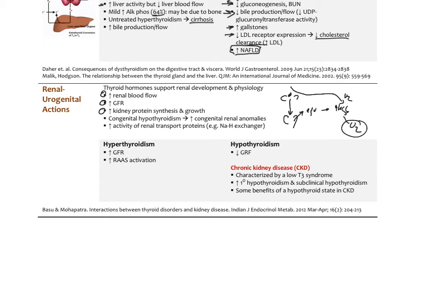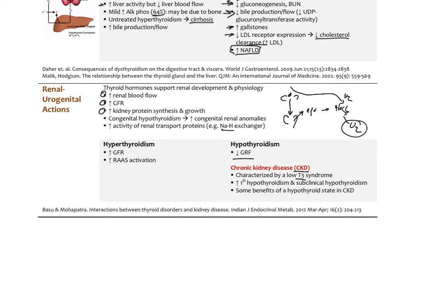It also increases the activity of renal transport proteins, like the sodium hydrogen ion exchanger, and that can affect the amount of sodium in the blood and so forth. So in hypothyroidism, we usually see decreased GFR. Now, interestingly, in chronic kidney disease, usually stage 3, 4, and 5, we see a low T3 syndrome. So that's basically where the T3 gets low, and that will be going to worsen metabolic functions.